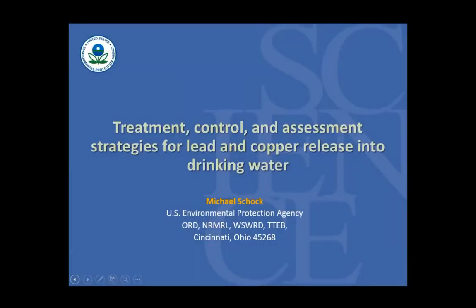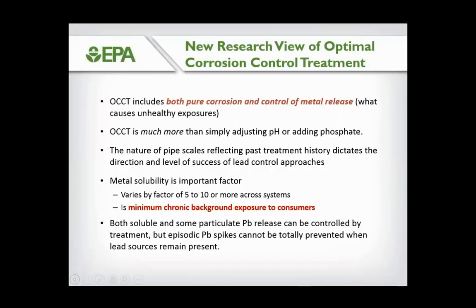All right, thanks, Tom. What I'm going to talk to you about is the treatment, control, and assessment strategies for lead and copper release into drinking water. And the reason why I call it metal release is that when we talk about optimizing corrosion control treatment, we're really talking about reducing the release of the metals into the water. And there are several different mechanisms. It includes both the pure corrosion and control of metal release, but it's more than simply adjusting pH or adding phosphate. The nature of the pipe scales that are out there in these distribution systems reflects the past treatment history, and they dictate the level of direction and the level of success of the different control strategies.